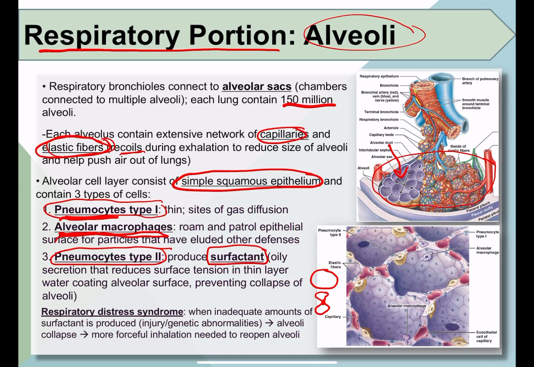and hence every time they breathe in, they will need to do so more forcefully to reopen the alveoli. Imagine how tough it is to breathe like that, as if you're running a mile when you're just sitting down doing nothing. So that's called respiratory distress syndrome.